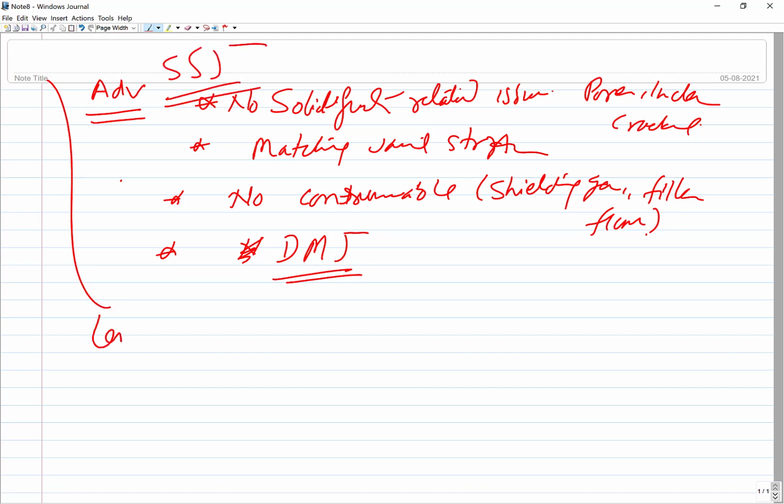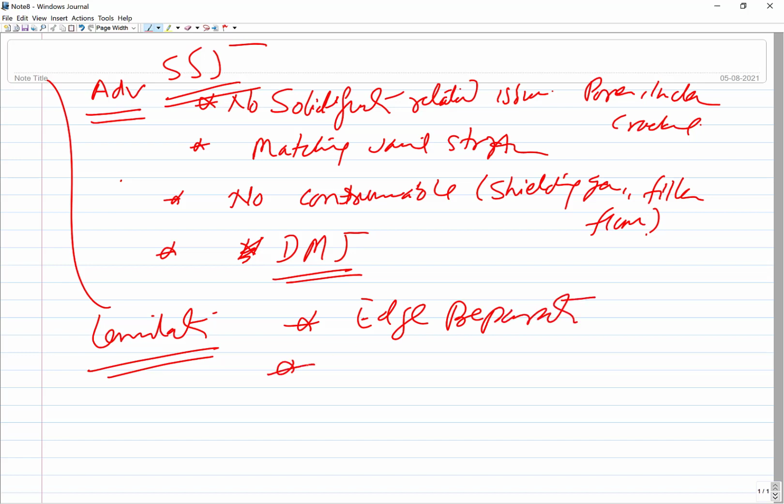And the limitation related with this process is that you need proper surface preparation. That is one thing, proper cleaning free from impurities, and in some cases proper edge preparation. Surfaces have to be properly straight and square. So edge preparation, you cannot say it's a limitation, but you can say this is something which is to be done very carefully.